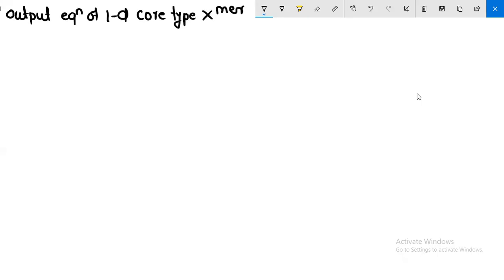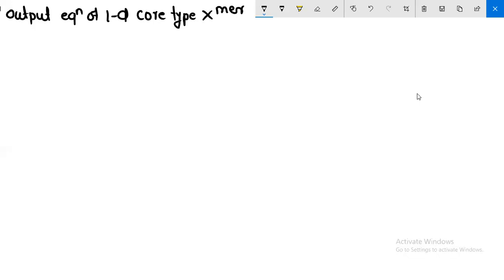So first of all, we will discuss thoroughly the single phase core type transformer. What about the single phase shell type transformer, that I will tell after the completion of the single phase core type transformer. And the three phase core type transformer, that I will also tell. Okay, so first of all, we will study the output equation of the single phase core type transformer.